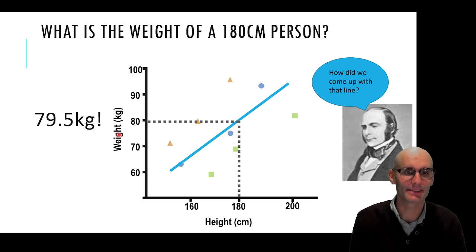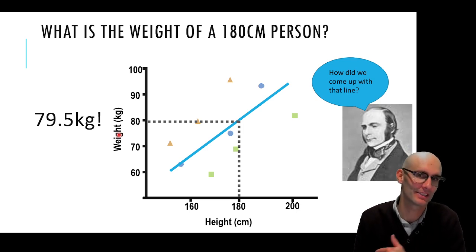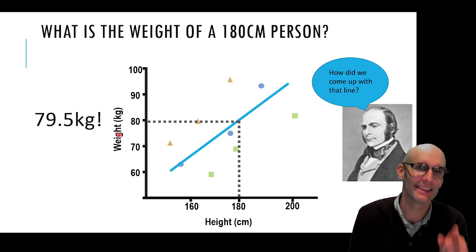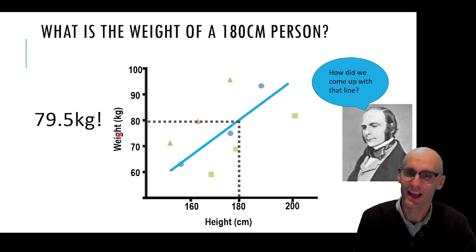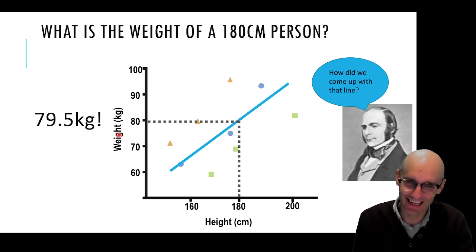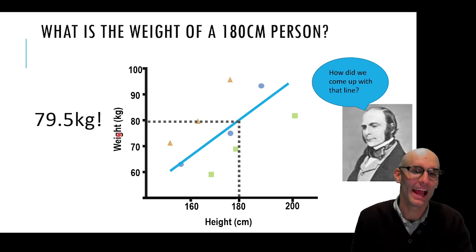But somebody might ask, wait, how did you come up with that line? You just seem to draw a line that fit good. How did you come up with that? That's Francis Galton. He actually came up with how to do this. He's the statistician behind it all. Okay, so not a great dude though. Anyway, so how did we come up with that line?